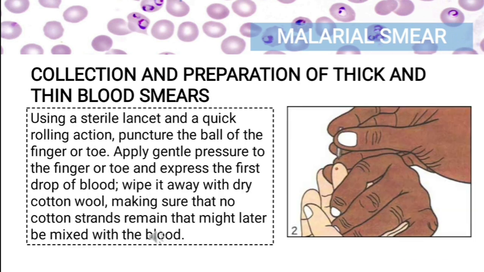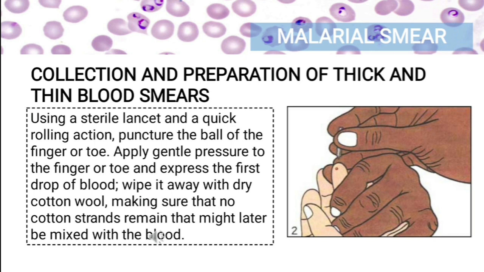Next, using a sterile lancet and a quick rolling action, puncture the ball of the finger or toe. Apply gentle pressure to the finger or toe and express the first drop of blood. Wipe it away with dry cotton wool, making sure that no cotton strands remain that might later be mixed with the blood. And you have to remember this, everyone.